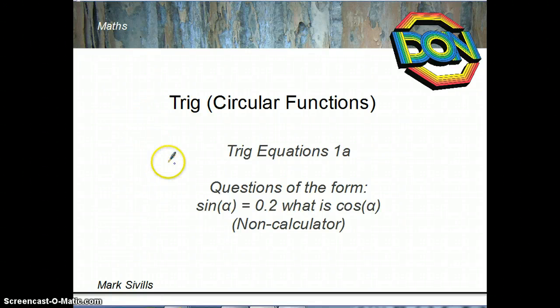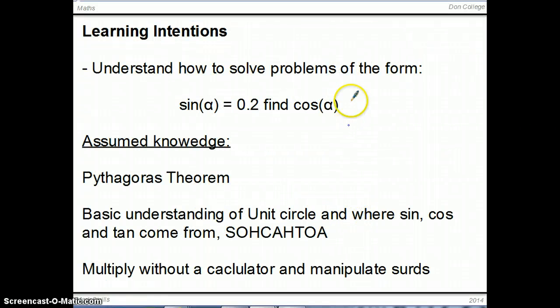Hi, this is a short video on a particular type of trig equation. We're looking at questions of the form sine alpha is 0.2, what is cos alpha without a calculator? So, learning intentions are that you understand how to solve problems of this form.